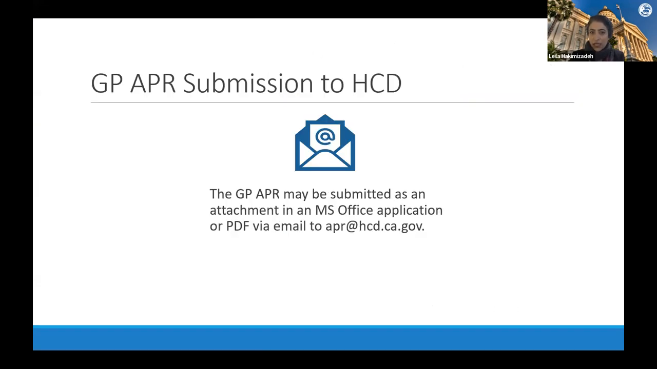As I mentioned earlier, the general plan APR should be submitted to both HCD and OPR. To submit your general plan APR to HCD, you may email it to apr@hcd.ca.gov.